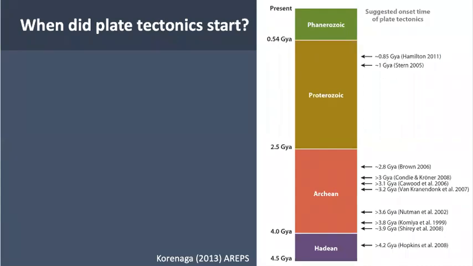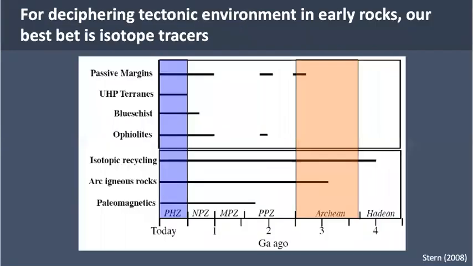And all of these depend on different arguments and also different characterizations of what plate tectonics actually is. And to help clarify that a little bit, I want to come back to why isotope tracers, like I mentioned earlier in this talk, are maybe our best bet for deciphering tectonic environment.